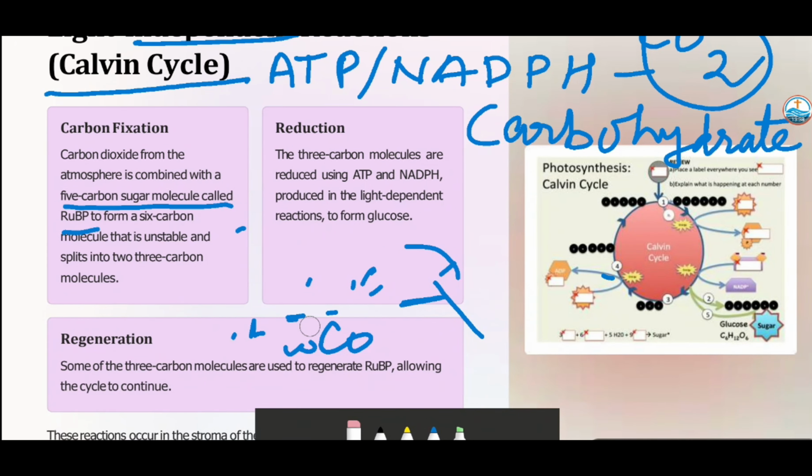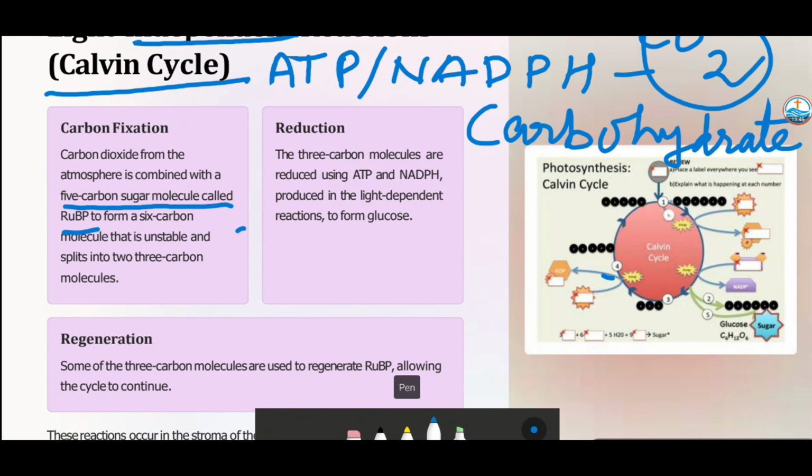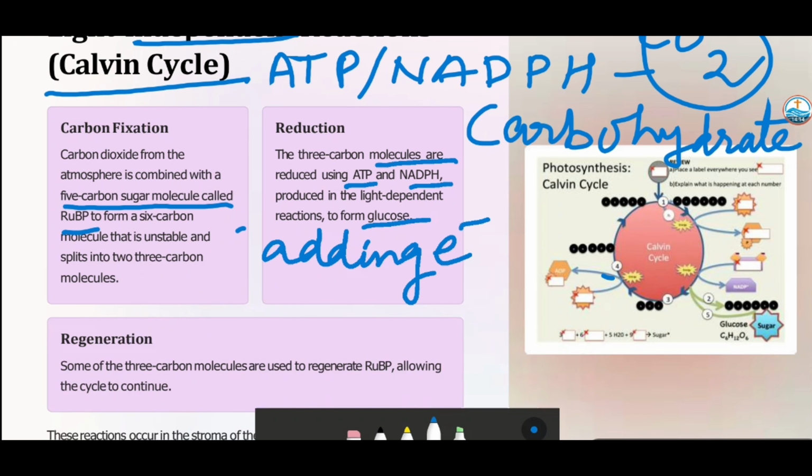Now the next is the reduction. You can see here, and if you want, you can take a screenshot also. The 3 carbon molecules are reduced using ATP and NADPH to form glucose. So in this process of converting the carbon dioxide into carbohydrates, it is the reduction phase. Why is it the reduction phase? Because in the reduction phase we are adding electrons and energy.